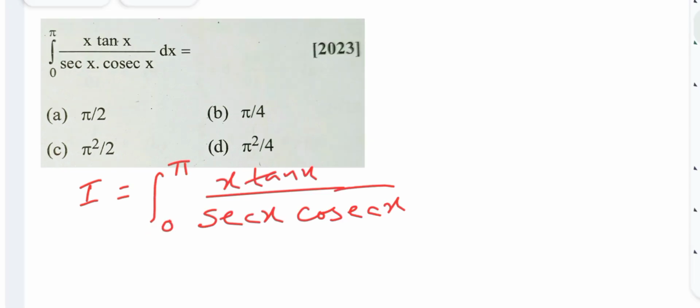So if you will see, this has tan, sec, and cosec. Can we convert the whole thing into sine and cos form? Because dealing with three trigonometric functions is difficult. So what we will do, we will convert all the things into sine and cos. So I is equal to, you will convert tan x as sine upon cos.